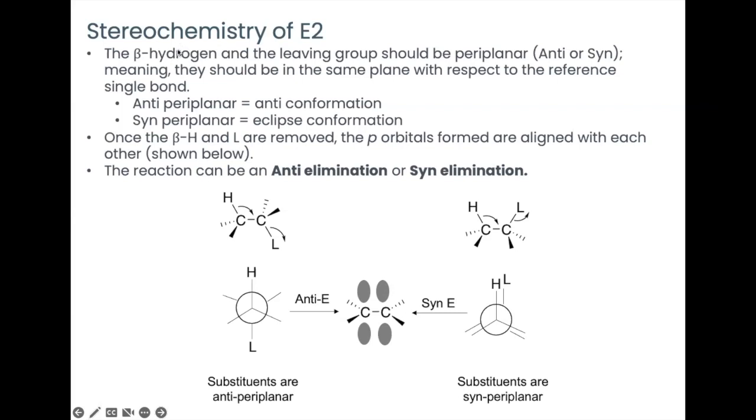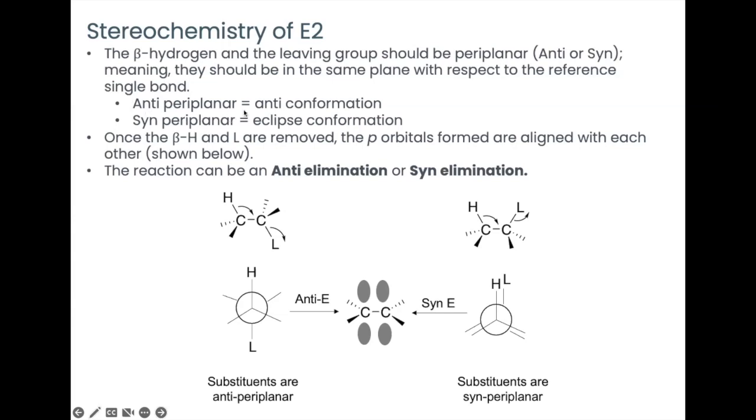Okay, now let's talk about stereochemistry, no? Especially of elimination reactions E2. Okay, so the beta hydrogen and the leaving group should be periplanar. No? Ibig sabihin, magkatapat sila. No? So it can be anti or syn. Okay, so when we say periplanar, they should lie on the same plane. Okay, with respect to your single bond.